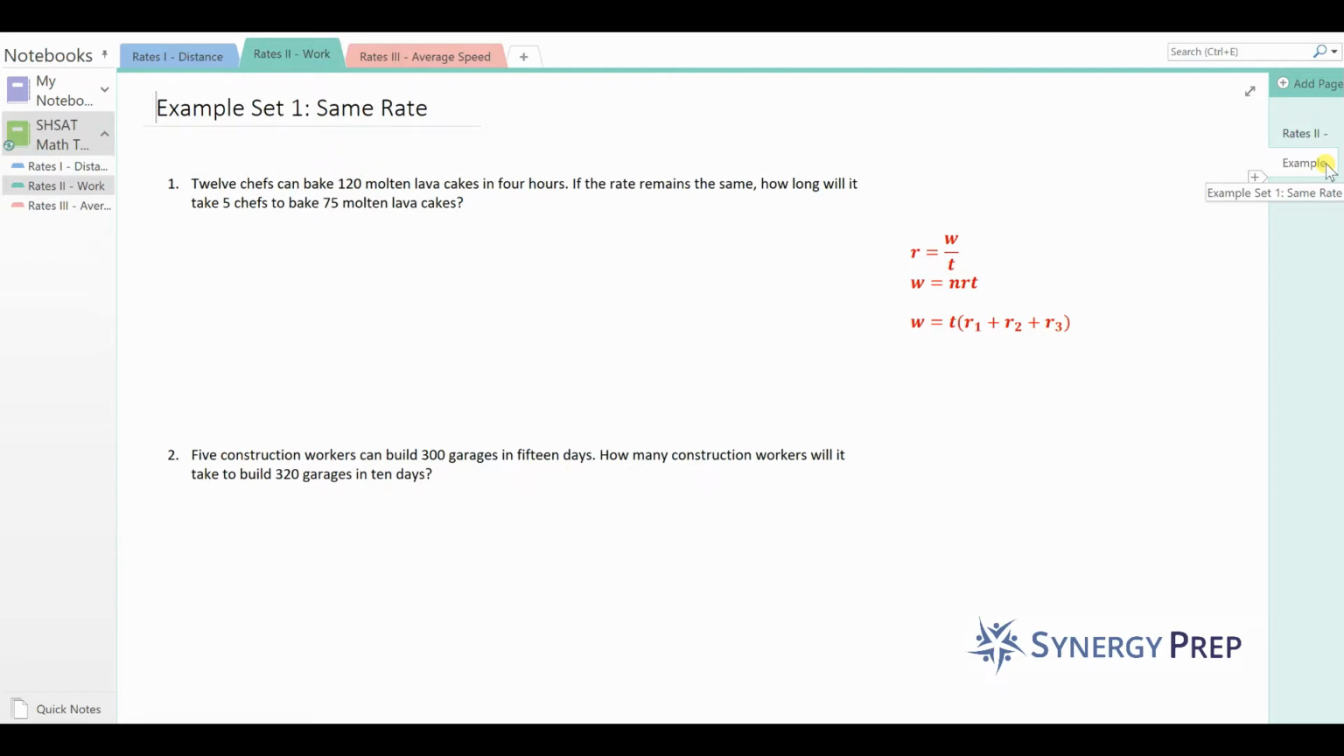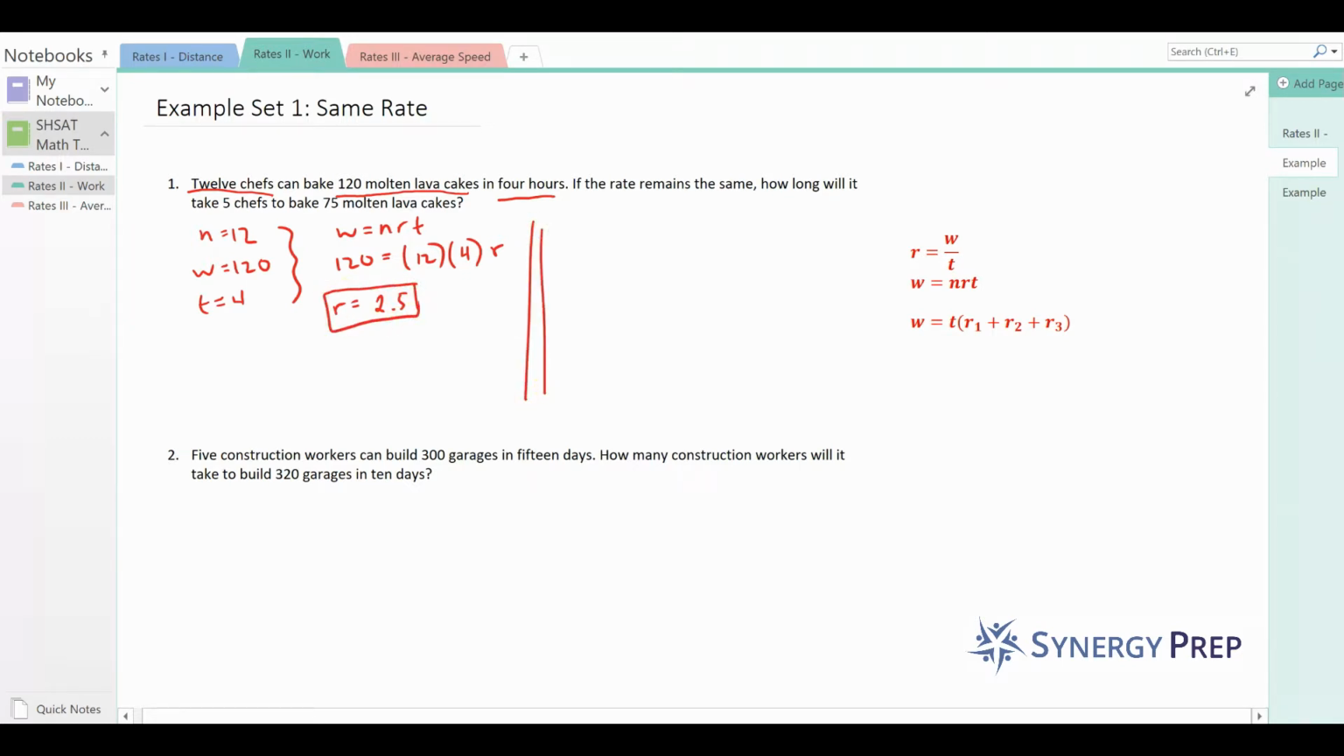Let's look at a quick example. 12 chefs can bake 120 molten lava cakes in 4 hours. Let's break that down. 12 would be our N, so N is equal to 12. 120 molten lava cakes would be our W because that's what we're baking. That's the work. And time would be 4, so T is equal to 4. We can use this information to solve for the rate, using the equation W = nRT. 120 is equal to the number of people, which is 12, times the rate, which is what we're solving for, so let's skip that, times the time, which is 4. If you do the math, 12 times 4 is 48. 120 divided by 48 gives us 2.5.